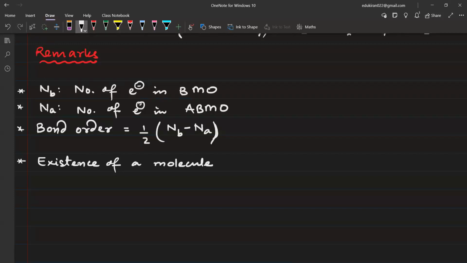So you can see that there are 3 cases. The first case would be when the number of bonding is greater than the number of anti-bonding. So obviously in that case, it exists because bonding is greater, right? So this will be a positive value. Bond order will be positive, and it exists. Therefore, bond order is positive, and the molecule exists.